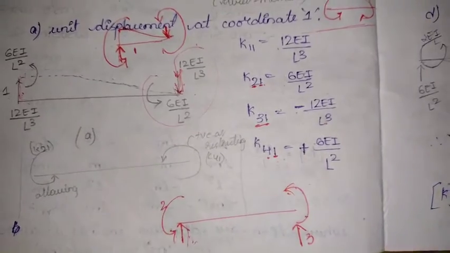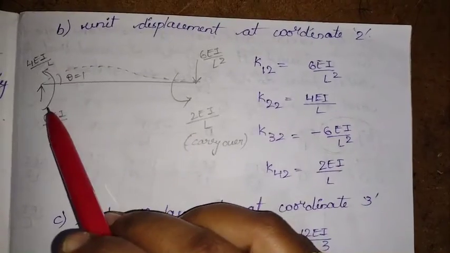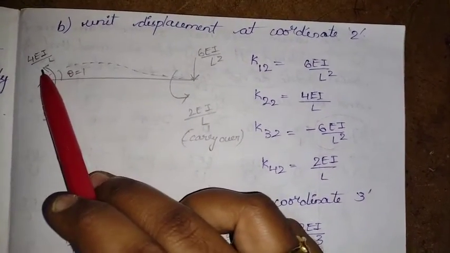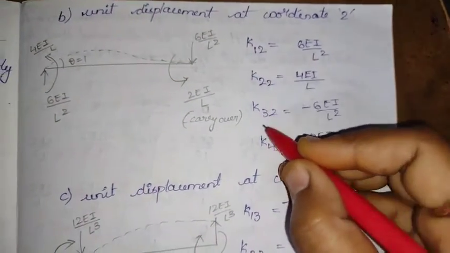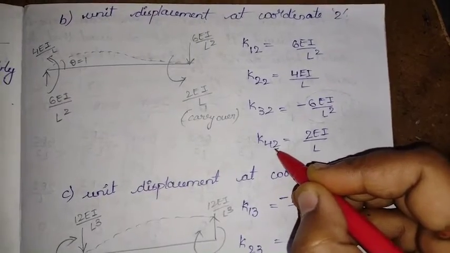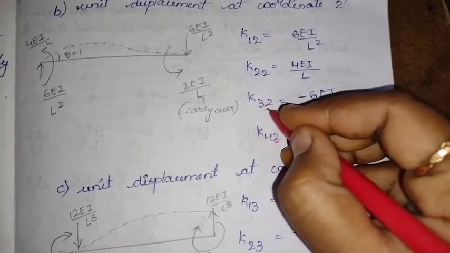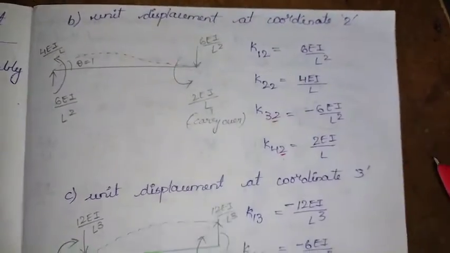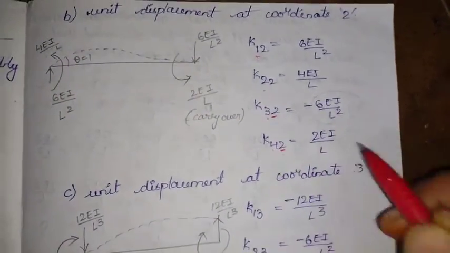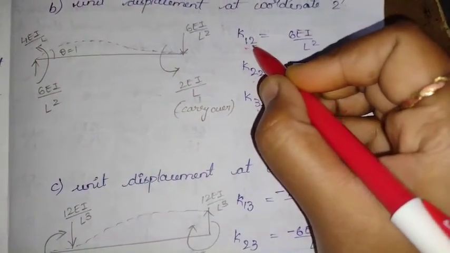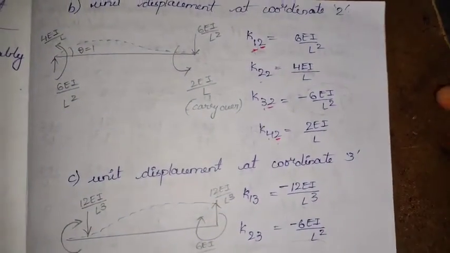Now we will be applying the unit displacement at coordinate 2. At coordinate 2, we are applying a unit movement, that is K12. Whenever I say K12, the 2 is nothing but the displacement where we have applied it. Because of these deformations or displacements we are applying, whatever displacements take place at 1, 2, 3 and 4, we are evaluating. The second index would be the point at which the displacement is applied. The first index would be the displacement at which we are evaluating.